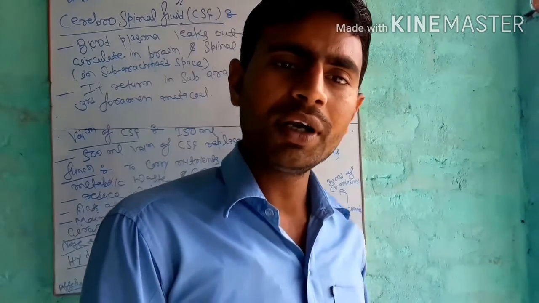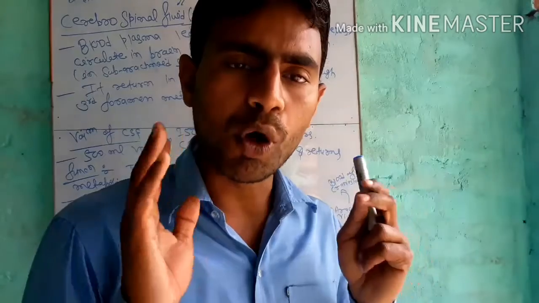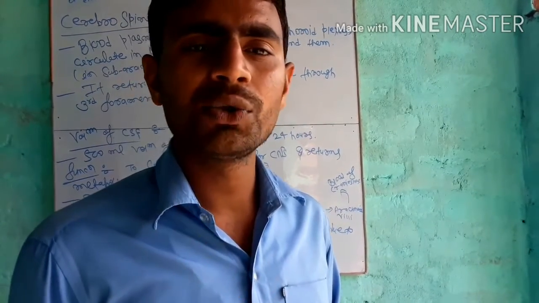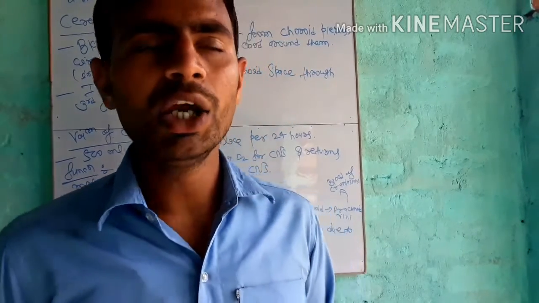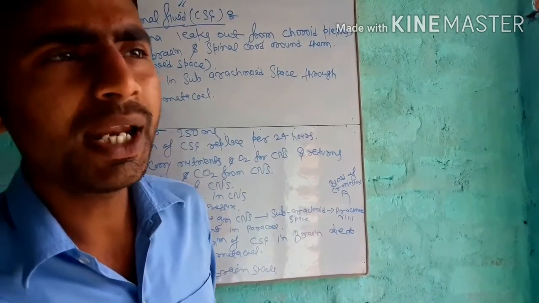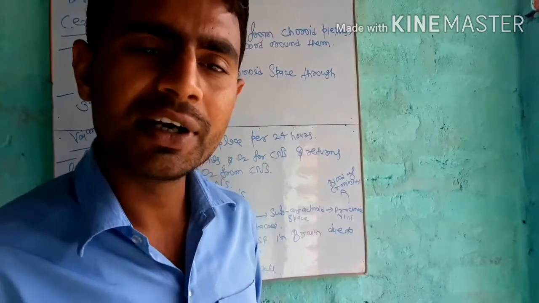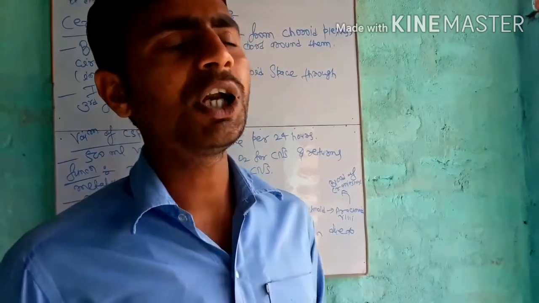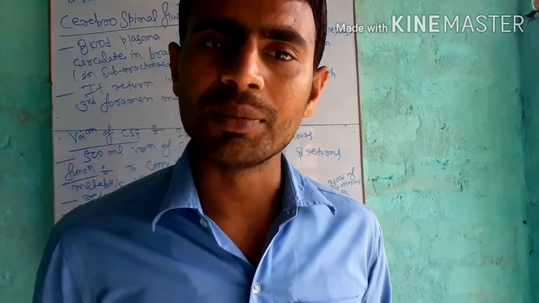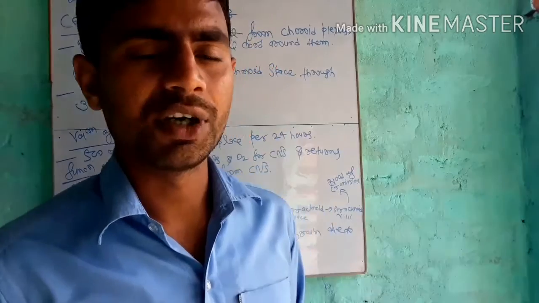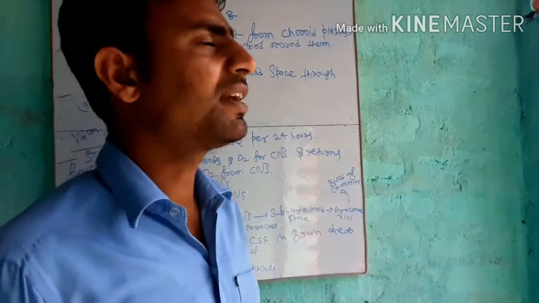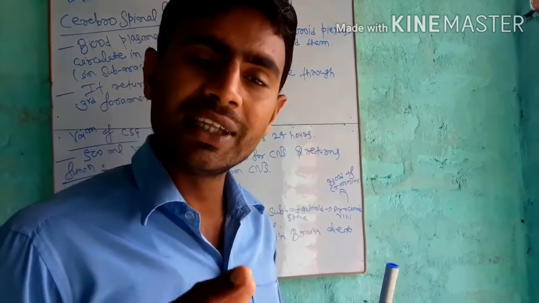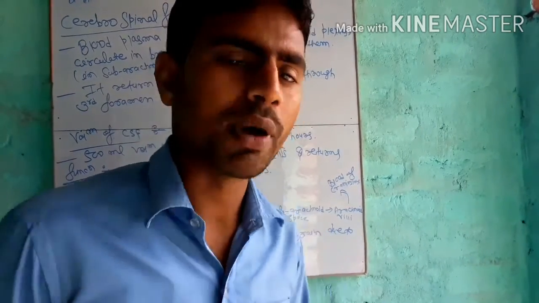One is in the diencephalon, which is part of the forebrain. Brain is divided into three parts: forebrain, midbrain, and hindbrain. So the anterior choroid plexus is formed in the forebrain in the diencephalon, and the posterior choroid plexus is formed in the medulla, which means the hindbrain, the third part of the brain. Cerebral spinal fluid is secreted by the choroid plexus.